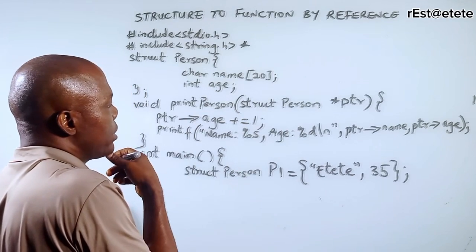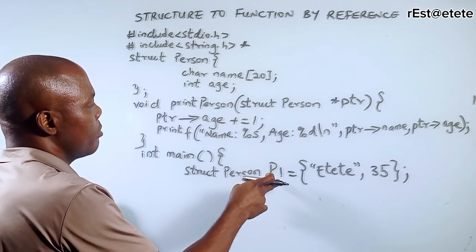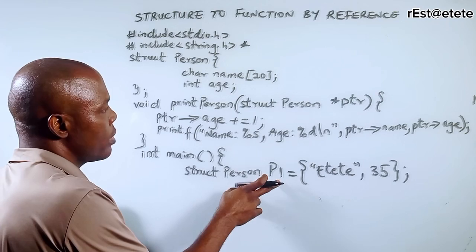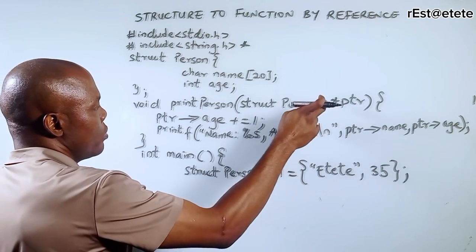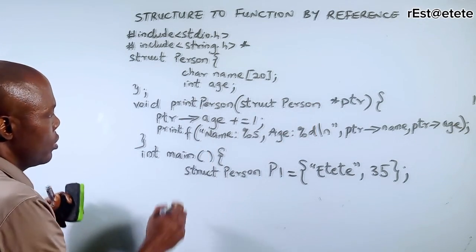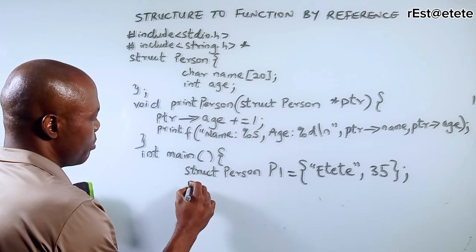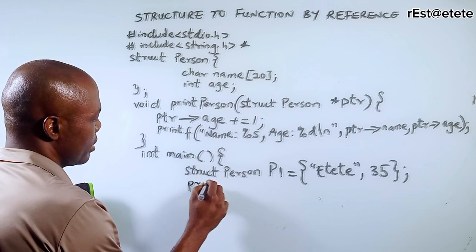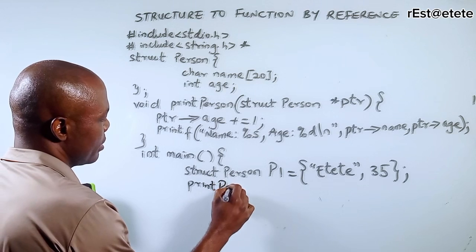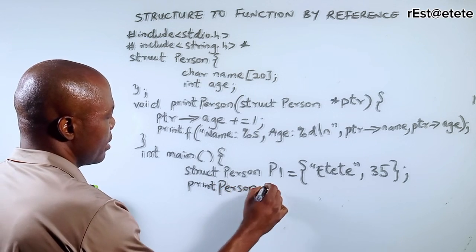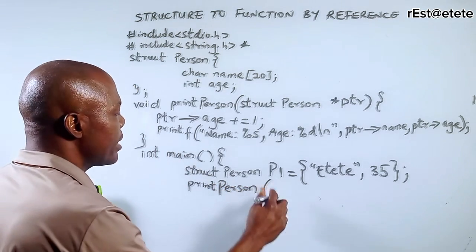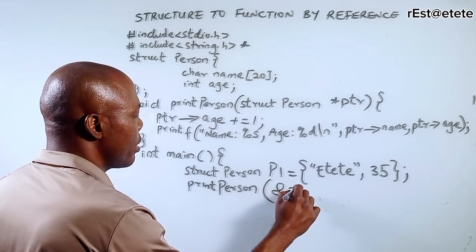So what I will do now is to pass this variable to this function. I'm going to call the function. So I'll say print person. Then inside it, I will supply the address of P1.